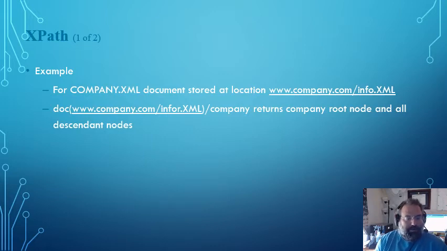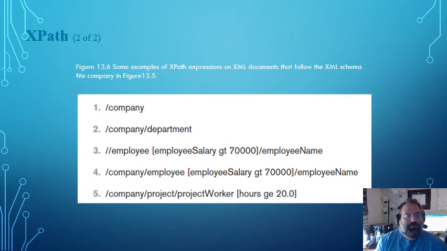Here's an example of an XPath query for the company.xml document located at company.com/info.xml. It returns the company root and all of the descendant nodes. Some examples of XPath expressions in XML documents that follow an XML schema. File company in figure 13.5.